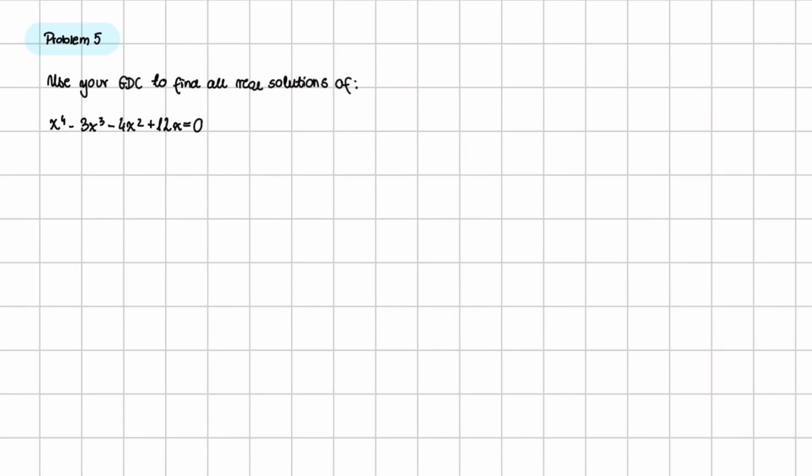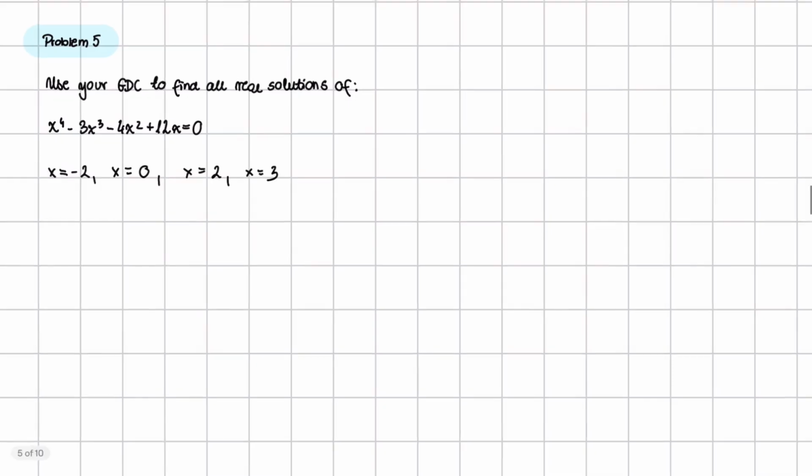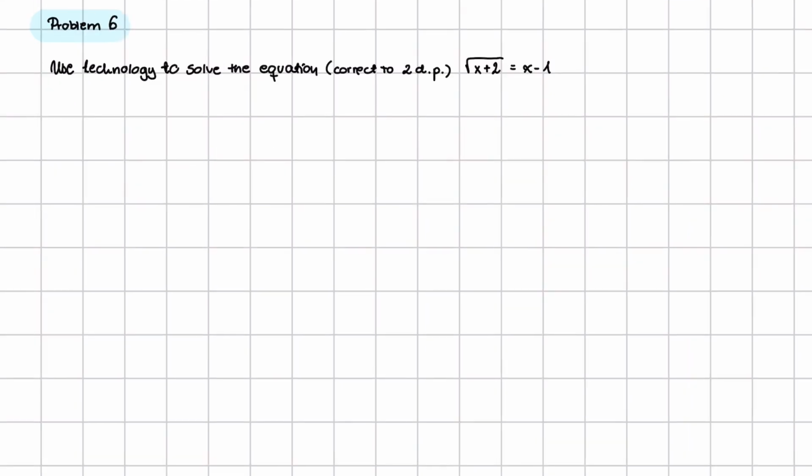Problem number 5. Use your GDC to find all real solutions of the equation. We just type it into solver or graph, and we will have all the answers, so all the x's. And these are all the x's that I found, and I hope that you found the same x's, because this is our final answer.